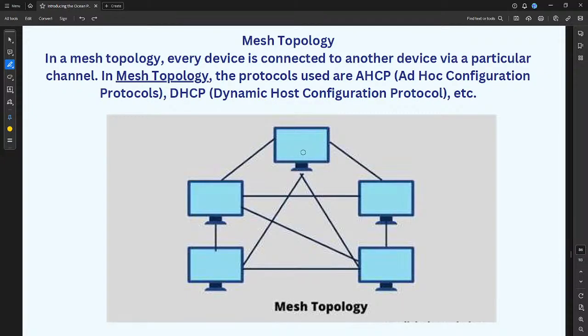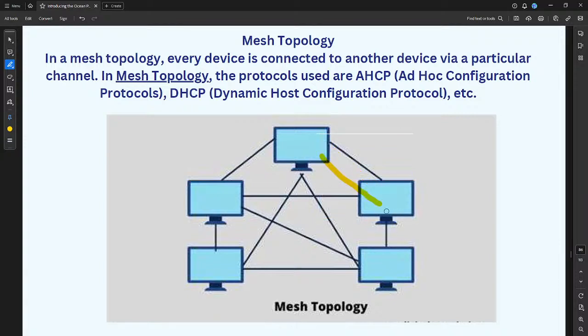Then we have a mesh. Now the mesh is simply every device being connected to another device via a particular type of channel. In the mesh topology, the protocols used are AHCP, which is the ad hoc configuration protocol, and then dynamic host configuration protocol.